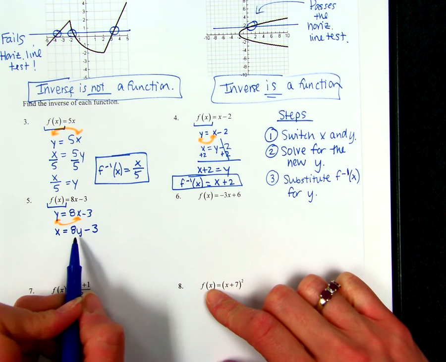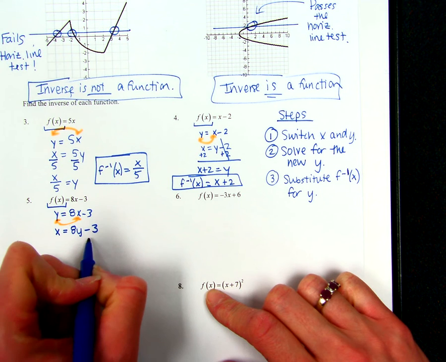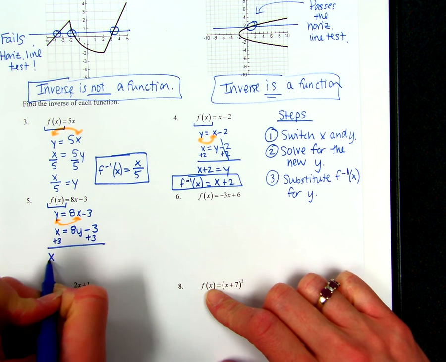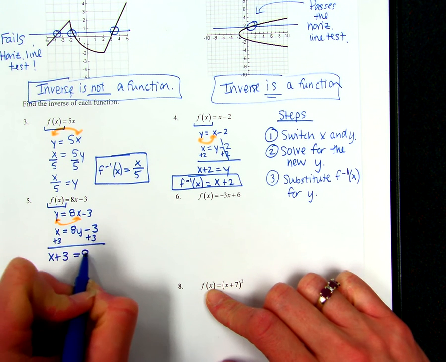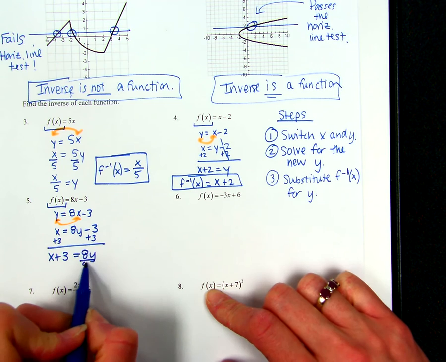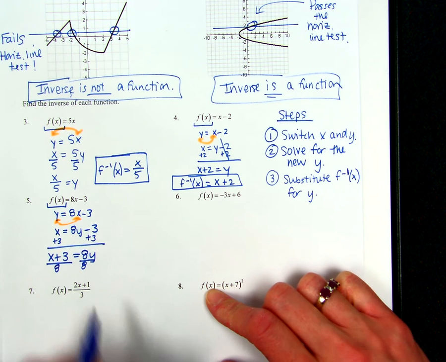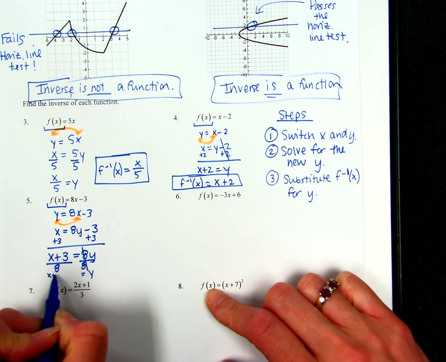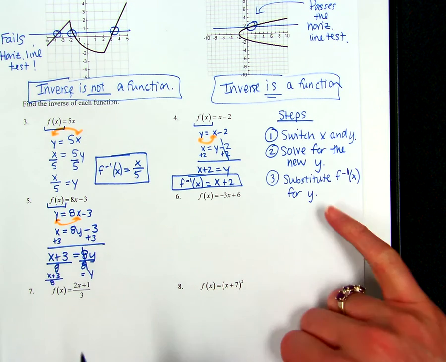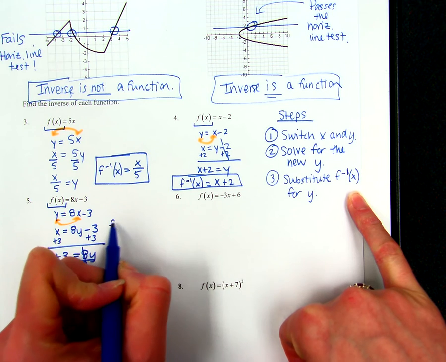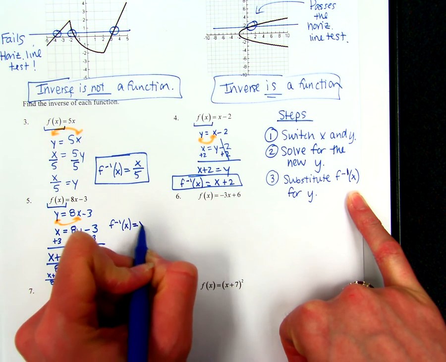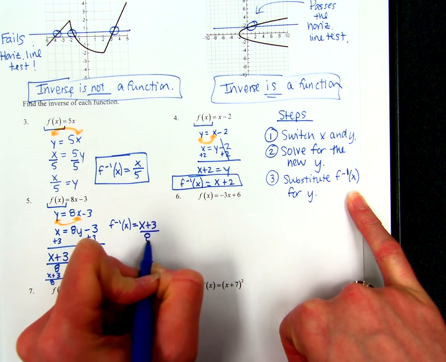Then I need to get y by itself. So I have to get rid of the 8 and the 3. I'm going to undo addition and subtraction first. So I do x plus 3 equals 8y. Then I'm going to undo my multiplication by dividing. So I get y equals x plus 3 over 8. And then the last step is, instead of y, I'm going to write inverse of f of x is equal to x plus 3 over 8.